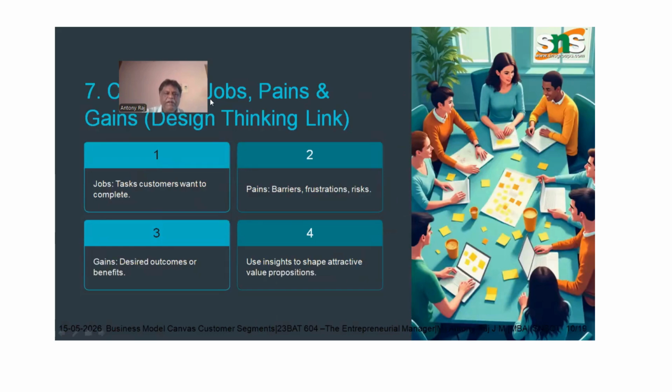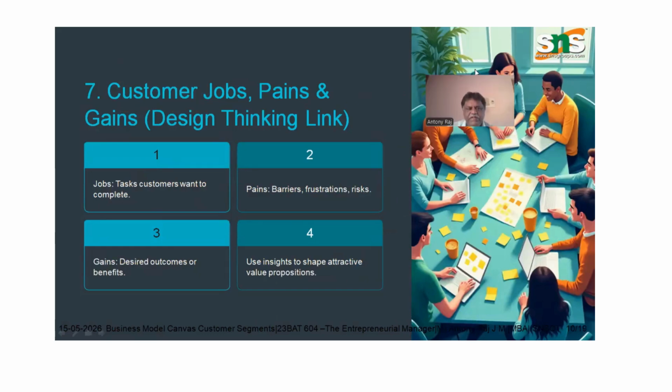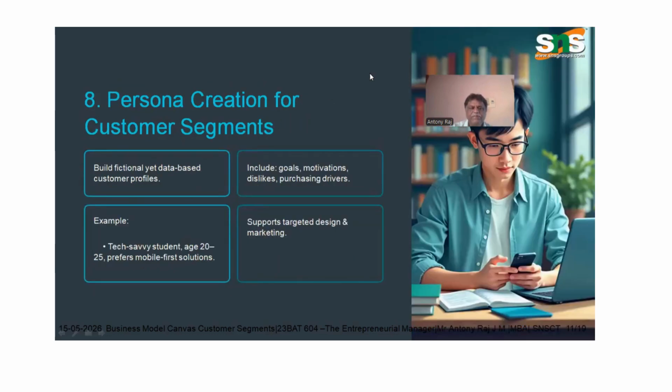So coming to the next slide. In customer segmentation we are also talking about customer jobs, pains and gains. Jobs is what a customer buys a product for. So that is important. And what are the pain points he's got? What are the frustrations, the barriers and risks with the existing products or lack of existing products? And what are the gains? So what are the benefits he expects? So these three are very important to come up with innovative new products and value propositions.